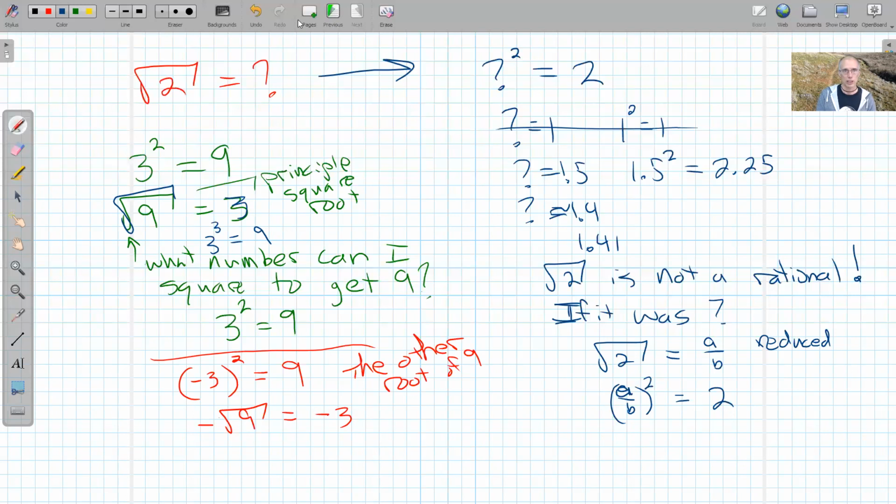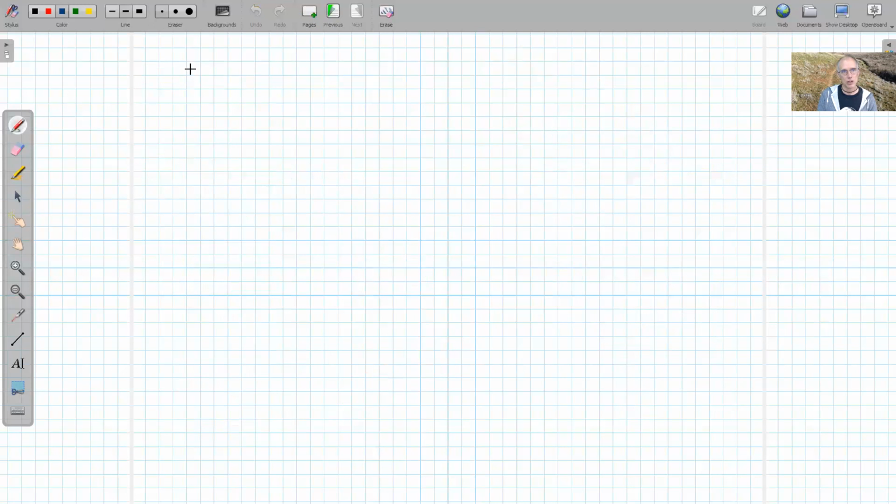Now, cleaning that up a little bit, a over b squared is a squared over b squared. And we think that's equal to 2. We also think a over b is a reduced fraction. Now check this out though. I could take that denominator and multiply it over to the other side. Now, this says a squared is 2 times something. Well, if a number is equal to 2 times something, that means that number is even. So a squared is even.